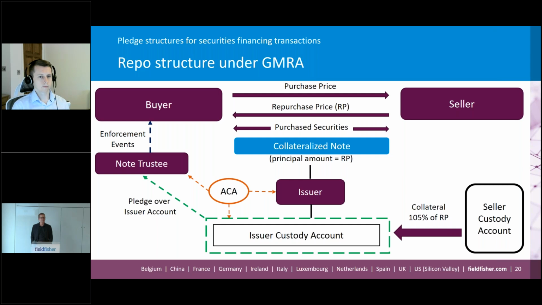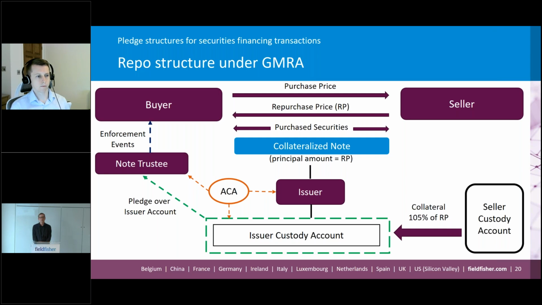and it all nicely fits within standard GMRA and GMRA opinions. But there is a complexity to it. So here at the top, those are the normal flows for a repo transaction: purchase price, accruing repurchase price, purchased securities go back and forth beginning and end. In this case, though, the purchased securities are actually a collateralized note. So the buyer actually buys this collateralized note. Its face amount is the repurchase price. So that's the maximum amount that's payable under that note to the buyer at any one time. And sitting behind that note and backing it is effectively the collateral, which is 105%.